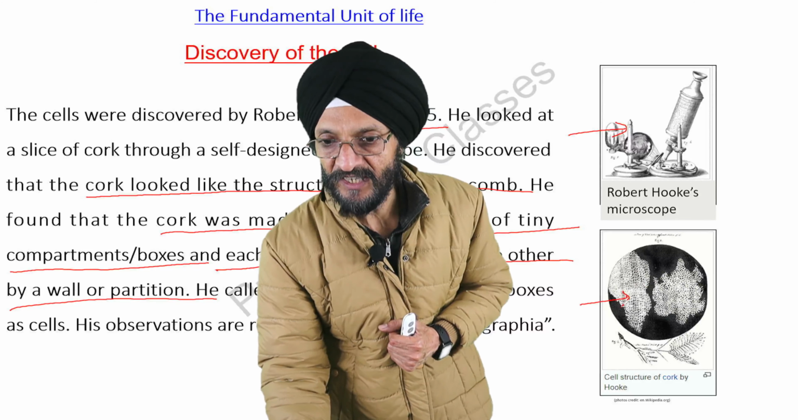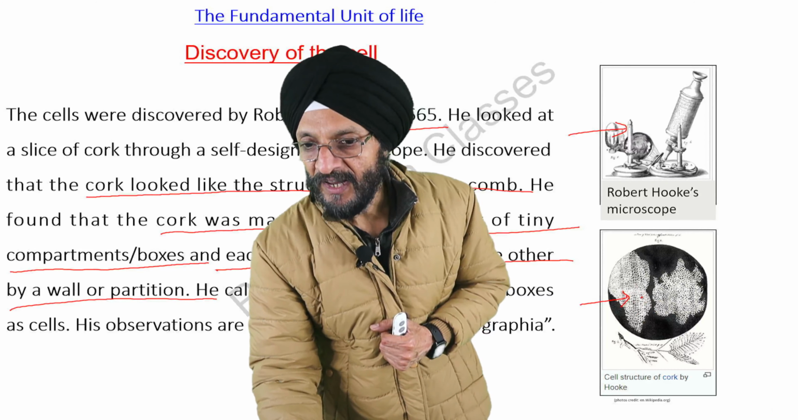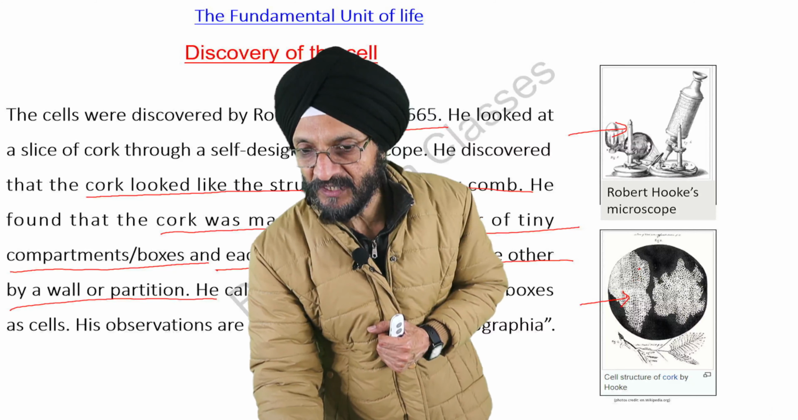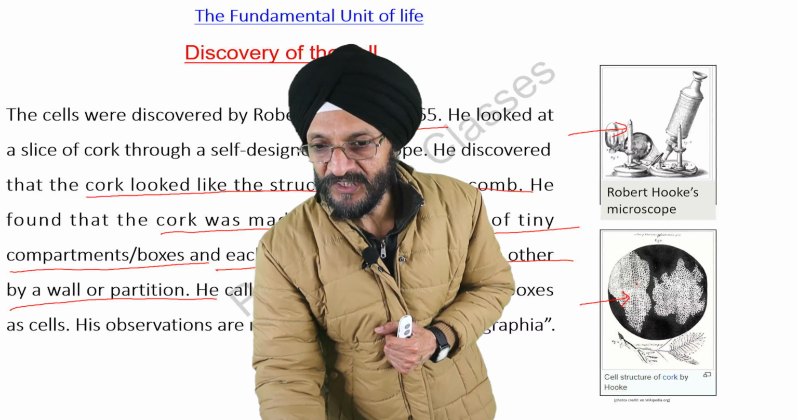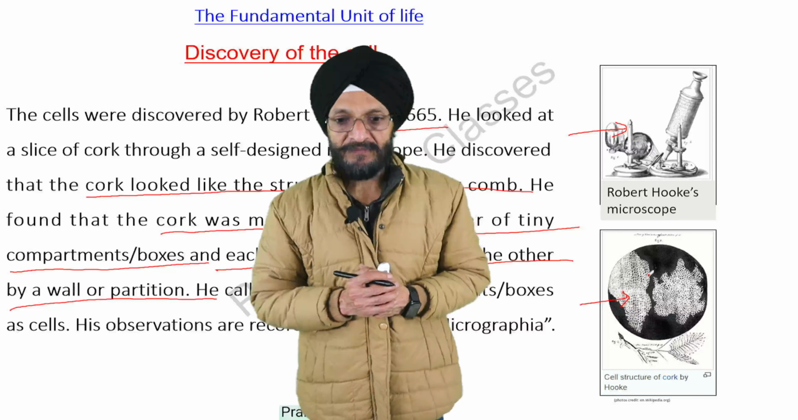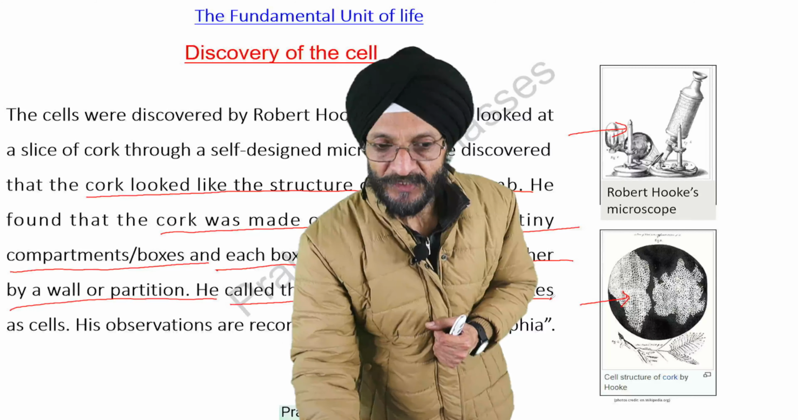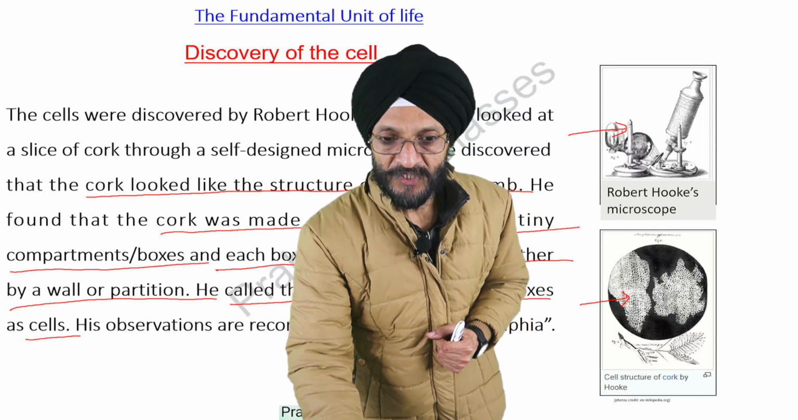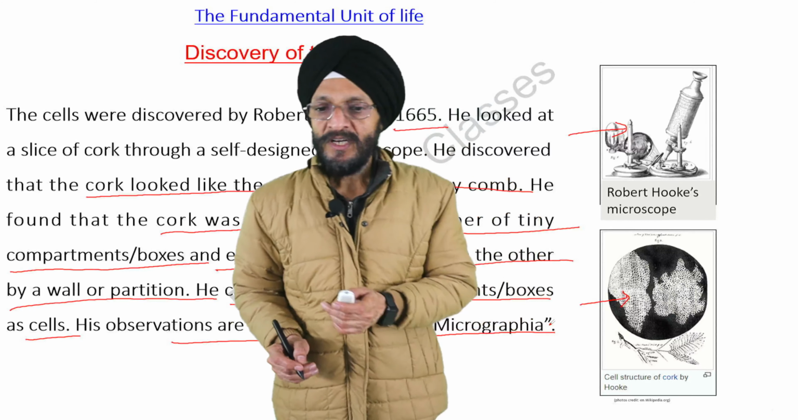You can see here that this is the cell structure of the cork, and you can see here that these are the small pores or compartments, and there is a wall in between each of these tiny compartments. He called these tiny compartments or boxes cells. His observations are recorded in his book Micrographia.